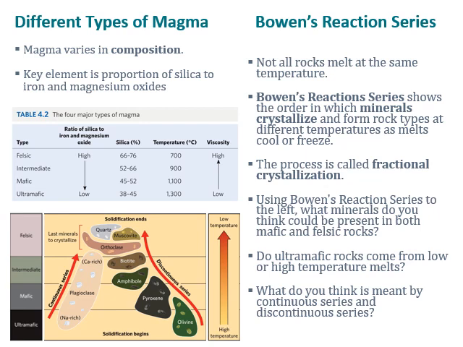So using Bowen's reaction series to the left, what minerals do you think could be present in both mafic and felsic rocks? Do ultramafic rocks come from low or high temperature melts? And what do you think is meant by continuous series and discontinuous series? I encourage you to think about these questions as we move forward.